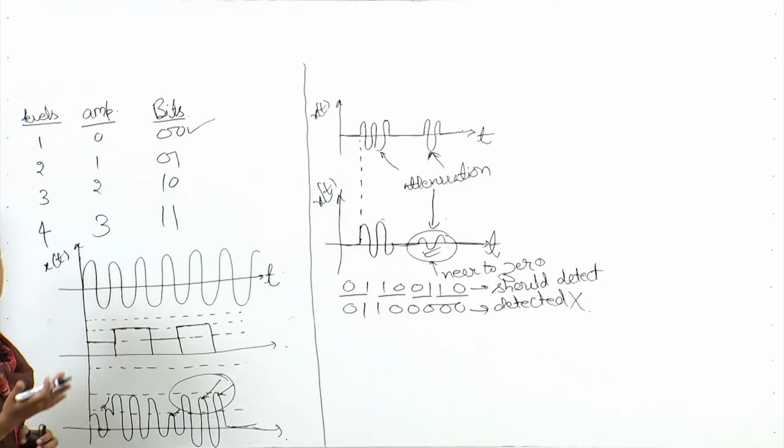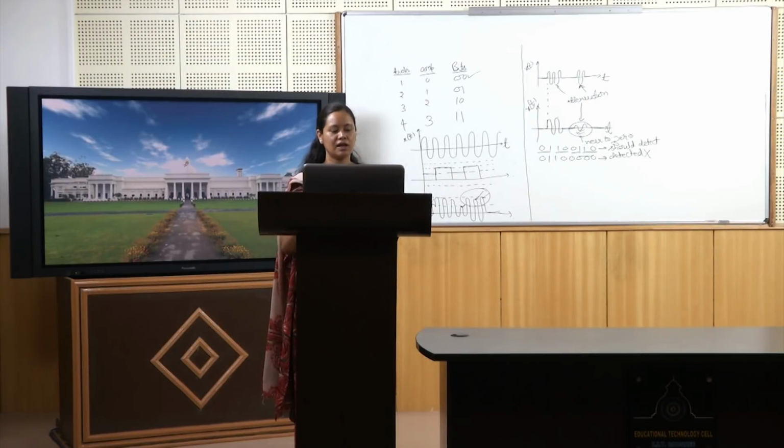So we will have wrong representation of the bits. So we can go to the high level ASK, but that will be giving us wrong results. So that's why we move to other techniques.